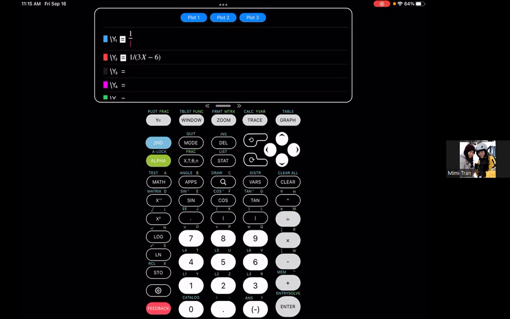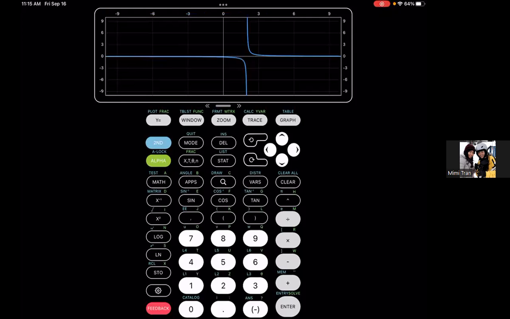So 1 over 3x minus 6. Oh, by the way, the x will be this one. See X,T,theta,n. Let me delete that one, clear. And then you hit graph right here. And then if you do zoom stat, see anything different? The same thing. Zoom stat is going to adjust the graph into the best window that you can see. Right? Zoom 6. But in this case, we didn't have to because it's already kind of nice.